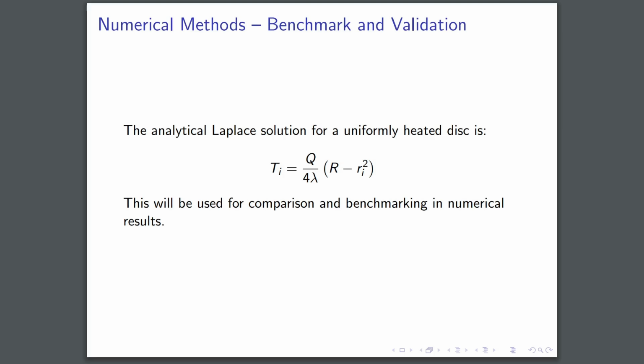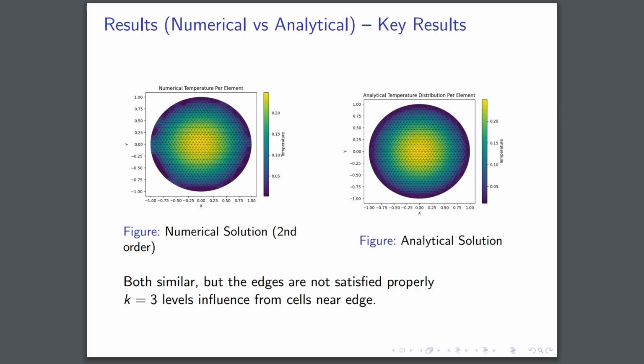Our benchmark is going to be the analytical Laplace equation solution for the uniformly heated disk, which is as so. This will be used for comparison and benchmarking against the numerical results. For our results, the left-hand side is the second order numerical solution, and the right-hand side is the analytical solution. The numerical solution has some odd behavior at the edge because the k equal to 3 stencil is not being satisfied correctly there: the nearby cells would need fluxes from a really big distance that are simply not available at the edge. But between the left and right sides, they are very much convergent and almost exact.